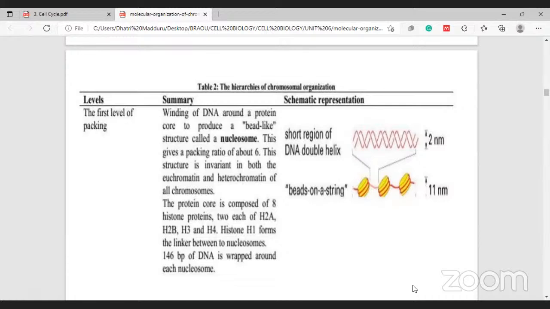They form a core, and the DNA is wound around these histone proteins, forming nucleosomes. Each histone core along with the DNA forms a nucleosome. The linkage is by linker DNA, that is H1. This is also a histone protein, but it is called linker. Around 146 base pairs of DNA are wrapped around each nucleosome. This is called a nucleosome.